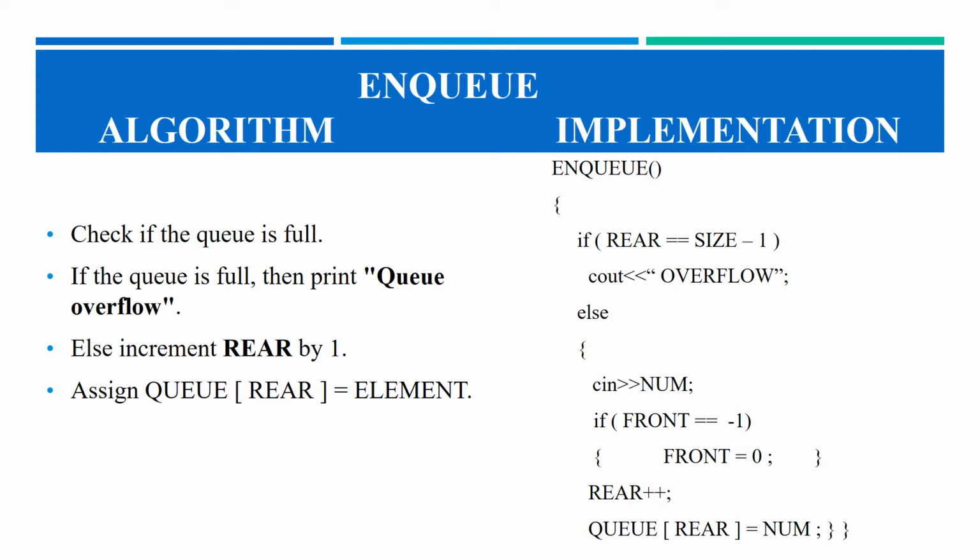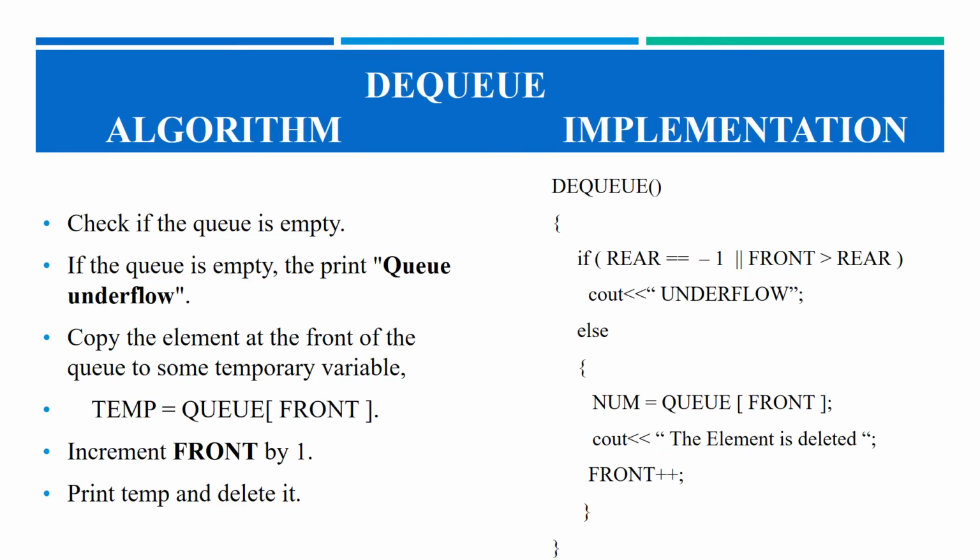In the enqueue function, first we have to check whether the queue is full or not. By using the condition rear is equal to size -1, we are checking whether the queue is full. If the queue is not full, we have to get the num value from the user and increment the rear end position. After incrementing the rear value, we have to place the num value in the rear end position. This is the way of implementing the enqueue algorithm in C++ coding. Next, we will see the dequeue operation.